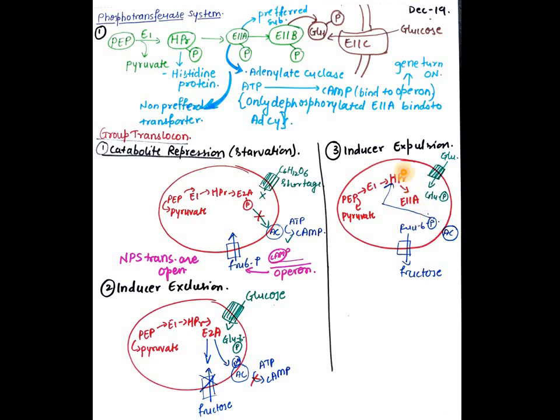transporter, and now we know that the phosphate will be transferred onto E2A. E2A will transfer that phosphate onto E2B. And that phosphate will be transferred onto the incoming glucose molecule to form glucose 6-phosphate. Now, what is happening in this whole procedure? E2A is again dephosphorylated. Dephosphorylated E2A can go and bind and inhibit the adenylate cyclase. Thus, there will be no formation of cyclic AMP, and it will shut these pores again, and there won't be any entry of fructose. So that was about the phosphotransferase system.